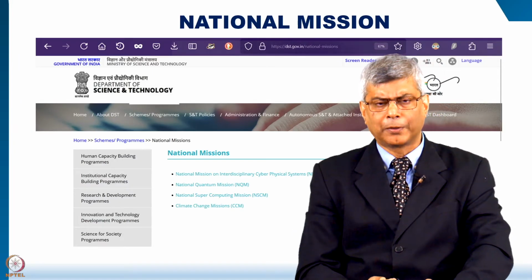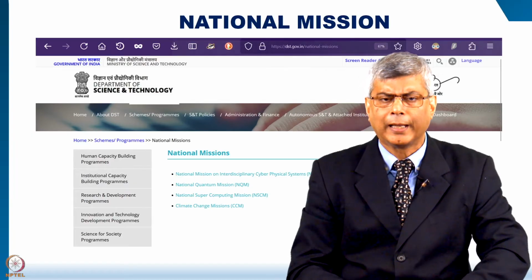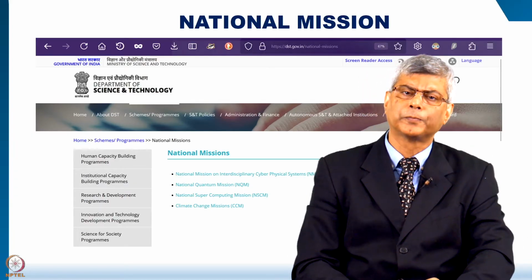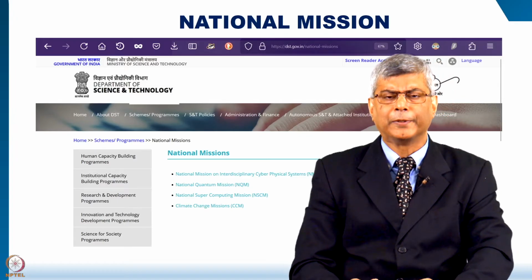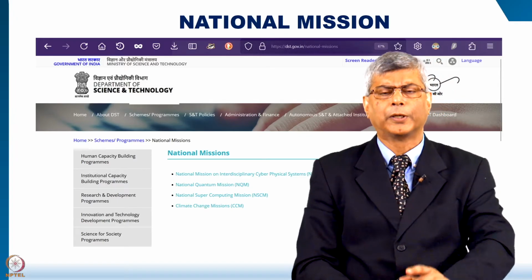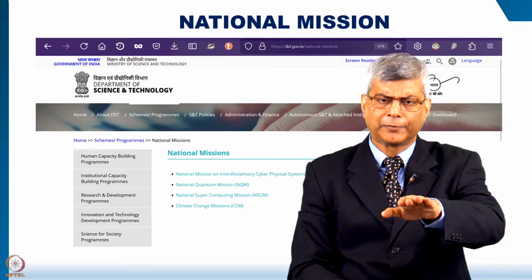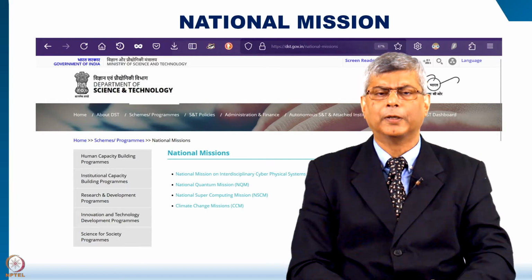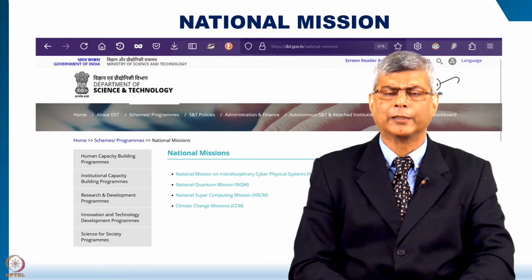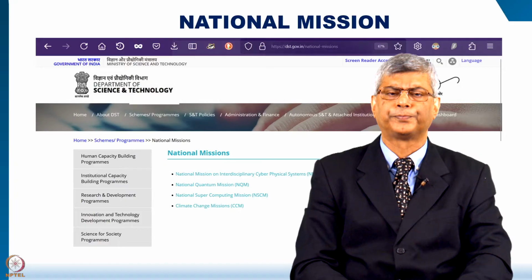There are also national missions with the government. So some of you who are a bit more advanced may look at different missions which are announced by the Government of India. And you can go to the portal and you can look at some of the missions that's on the portal, and I have shared a screenshot in the slide. You can look it up yourself.